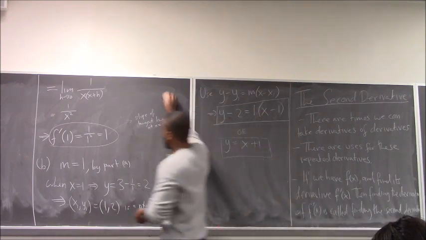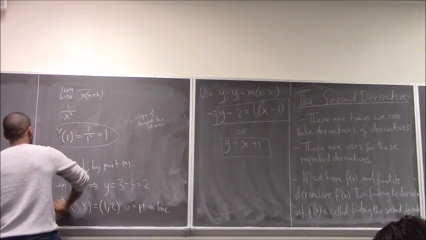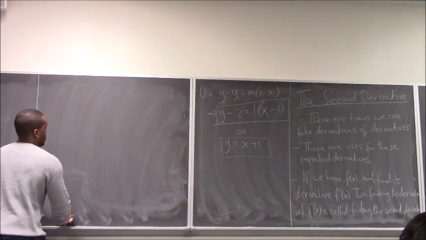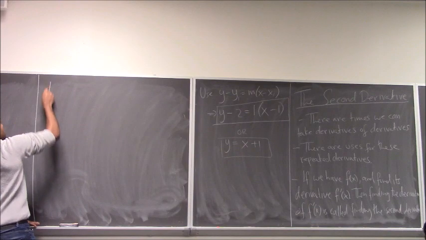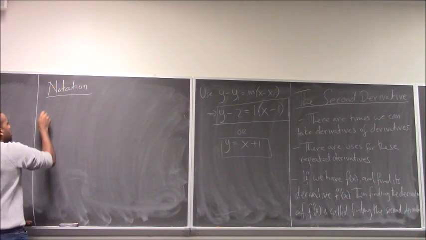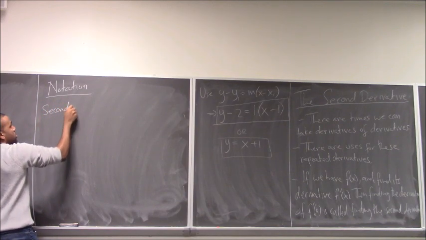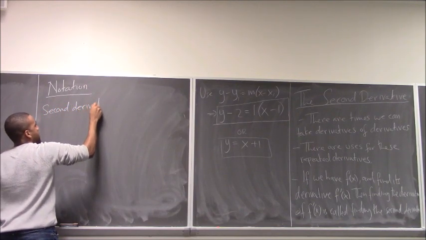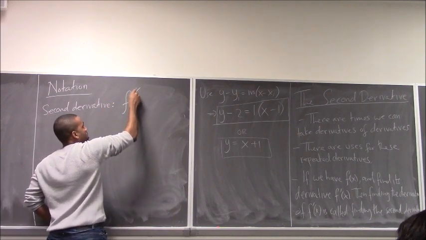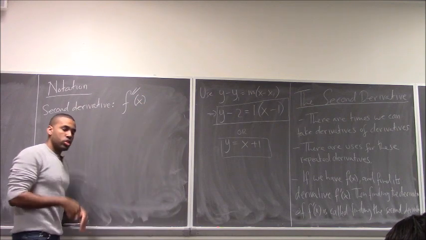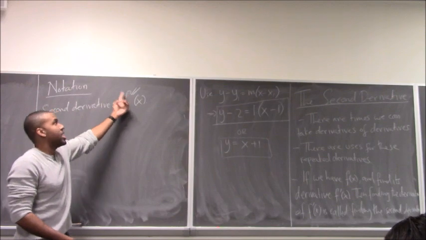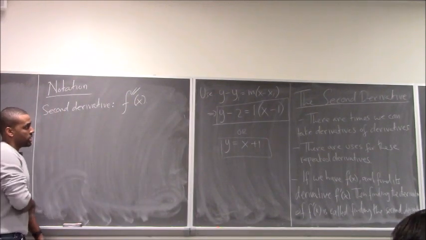Let's talk about some notations for that. So for the second derivative, the notation would be f double prime. Right, so you put two of those little apostrophes. And that just says, I took a derivative, and then I took it again. Right, that's called a second derivative.